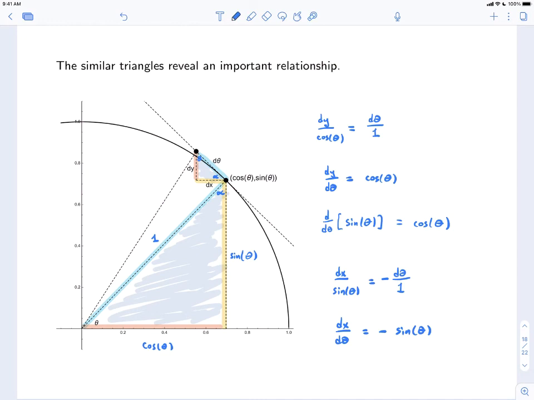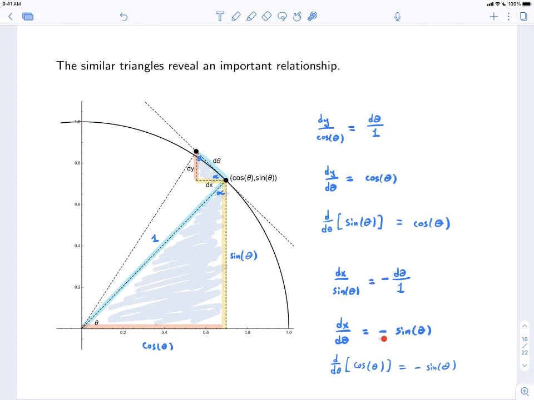So what we've established is that the derivative with respect to theta of cosine of theta is the opposite of sine of theta. And that comes about simply because dx is actually a negative number, so this has to be negative as well. This d theta is actually the length here, so that's a positive number. But dx is actually negative, so the only way that these two ratios can be the same, since one is positive and one is negative, is if we put a minus sign here.